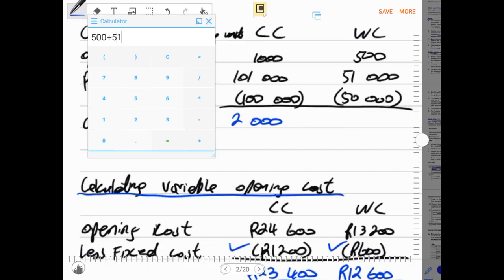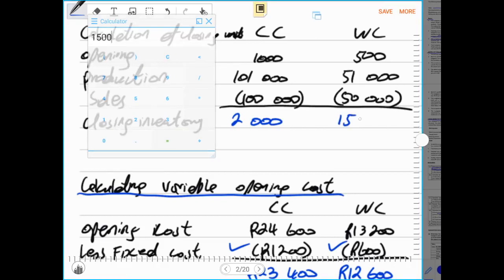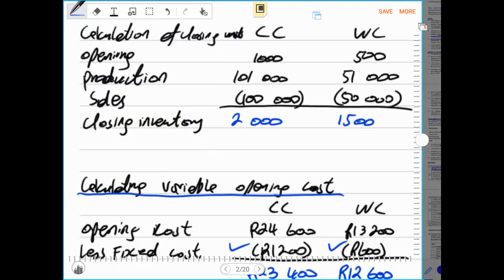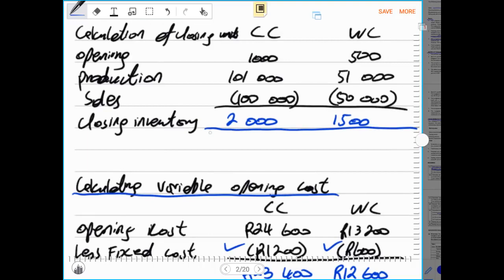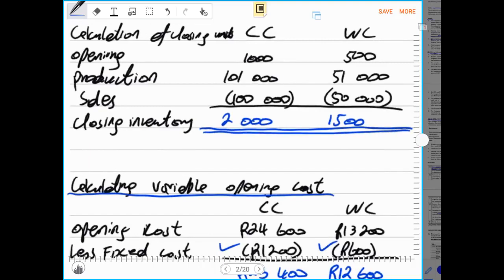500 plus 51,000 units minus 50,000 units that were sold. Therefore this gives me 1,500 units, in fact, units that were at the end of the period. So now closing is 2,000 and 1,500.